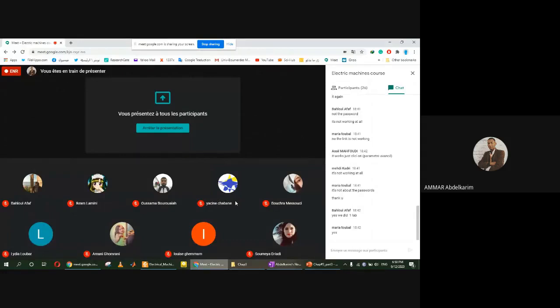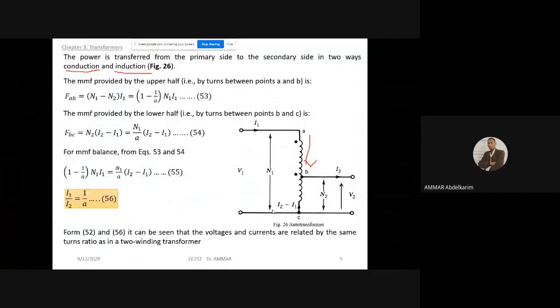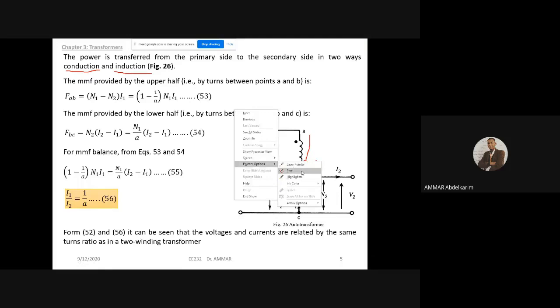Okay. The difference between the conventional transformer and the autotransformer: here in the autotransformer, the primary and the secondary are not isolated. They are connected to each other. That's why the power will be transferred by induction according to Faraday's law, and by conduction, because those parts are connected to each other.